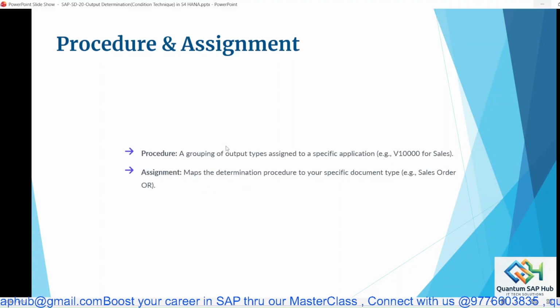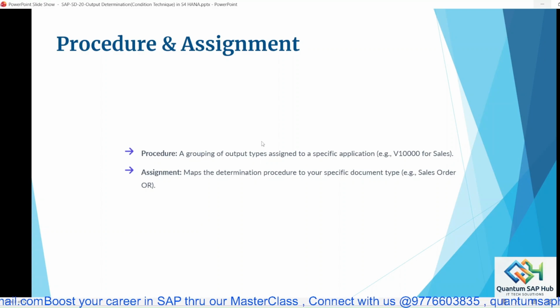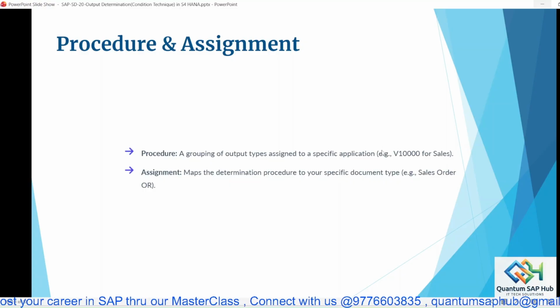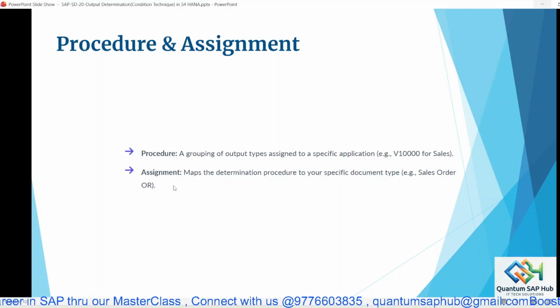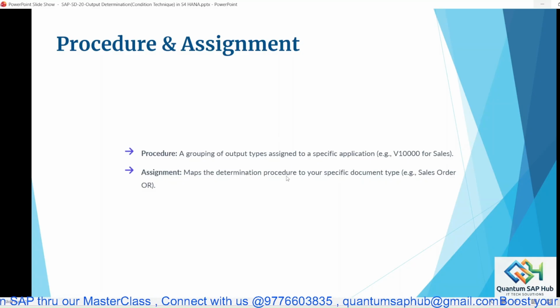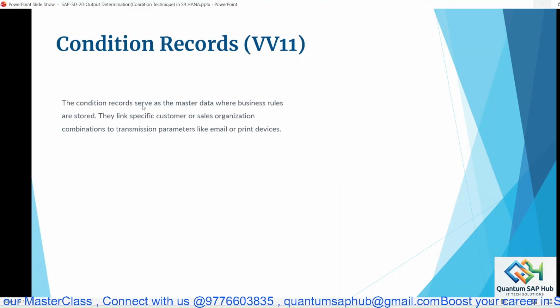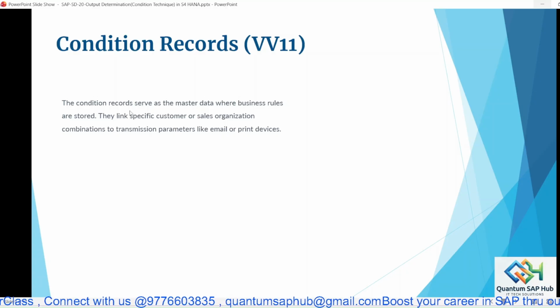For the procedure, we need to create an output determination procedure similar to the pricing procedure. Here is a grouping of output types assigned to specific applications, V1 for example is for sales. It maps the determination procedure to your specific document type. Condition records serve as the master data for the business rules as well.